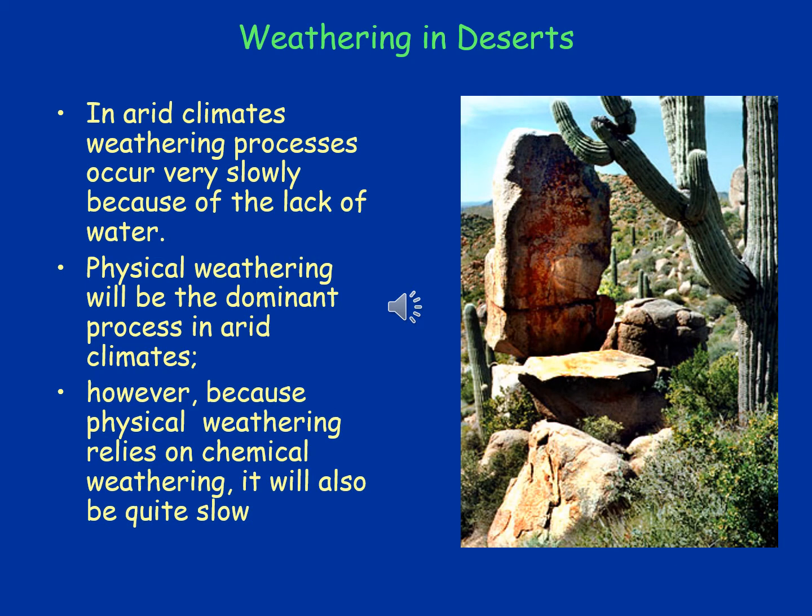In arid climates, it can be hot, but because there's so little water, weathering is not a very significant process. It occurs very slowly, and if any process is going to happen, it's mostly physical weathering that happens because there's not much water, and chemical weathering requires water for the most part. But because physical weathering relies on chemical weathering, it will also be quite slow in the desert.